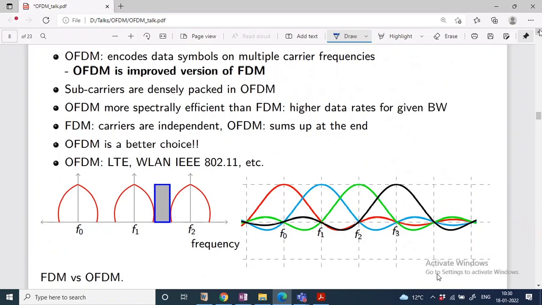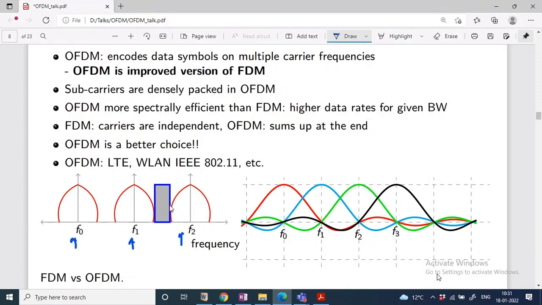So you can think of this as frequency division multiplexing. We divide the whole frequency into multiple frequency bands F0, F1 and F2. Each frequency band is independently modulated, and then transmitted over the air. But the drawback of this scheme is that these frequency bands are separated by a guard band to avoid overlapping at the receiver. So we generally put a guard band.